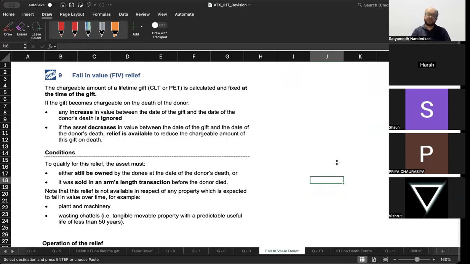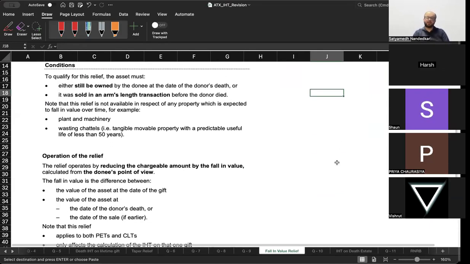But if the asset decreases in value between the date of the gift and the date of donor's death, relief is available to reduce the chargeable amount of this gift on death. To qualify for this relief, the asset must either still be owned by the donee at the date of donor's death, or it was sold in an arm's length transaction before the donor died.